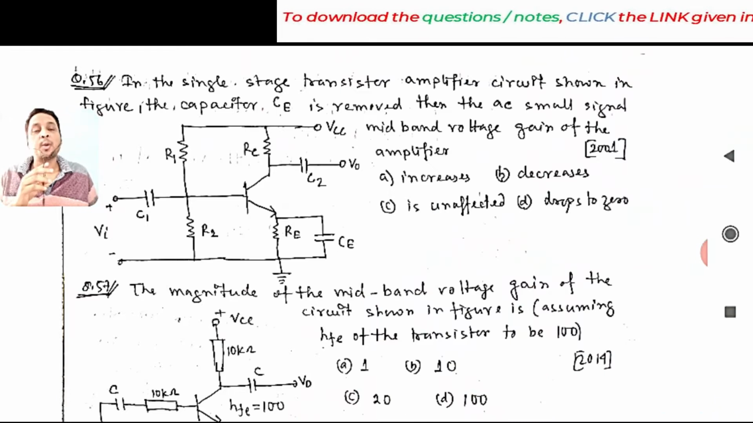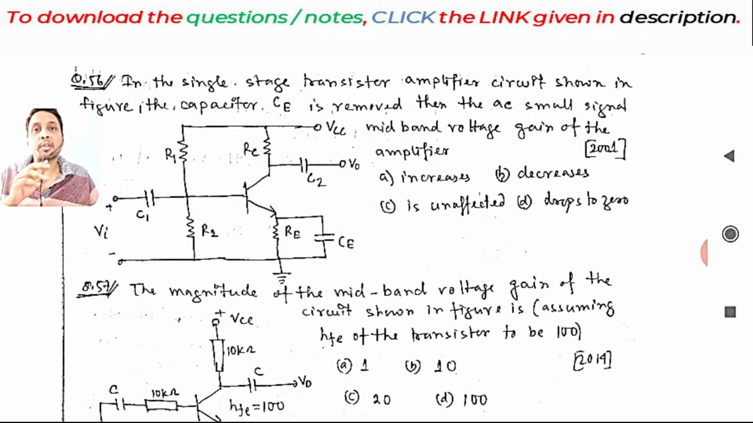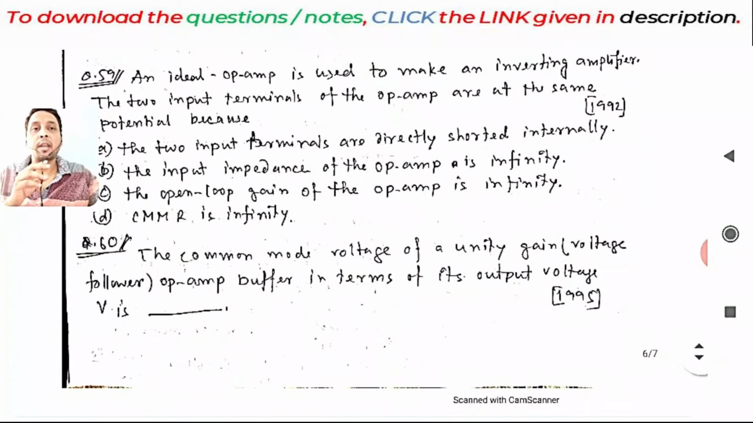Okay students, welcome to this new lecture on GATE analog electronics. Today we will be solving 5 questions from question number 56 onward: 56, 57, 58, 59 and then 60. Okay, then let's try to solve these questions.